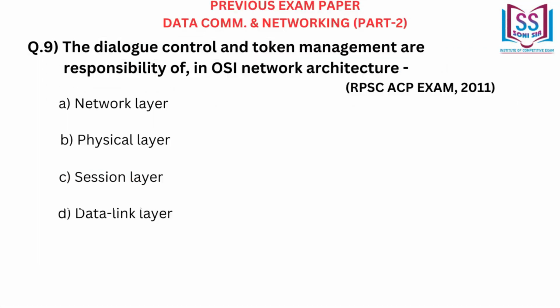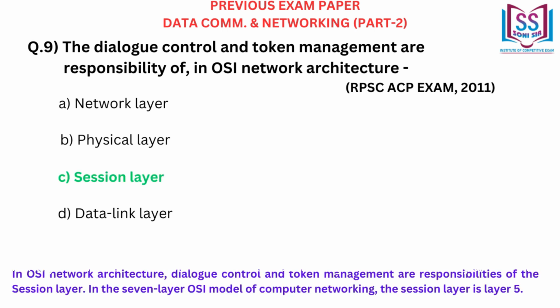The dialog control and token management are the responsibility of which layer in the OSI network architecture? A. Network layer. B. Physical layer. C. Session layer. D. Data link layer. Correct answer C. Session layer. In OSI network architecture, dialog control and token management are responsibilities of the session layer. In the 7-layer OSI model of computer networking, the session layer is layer 5.